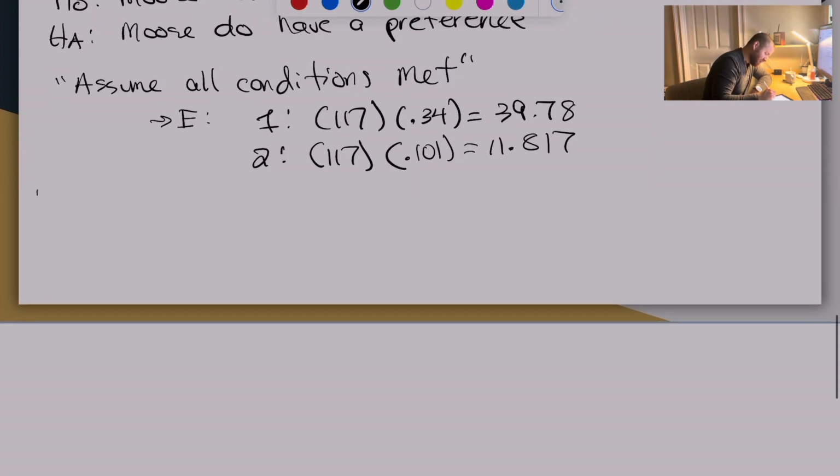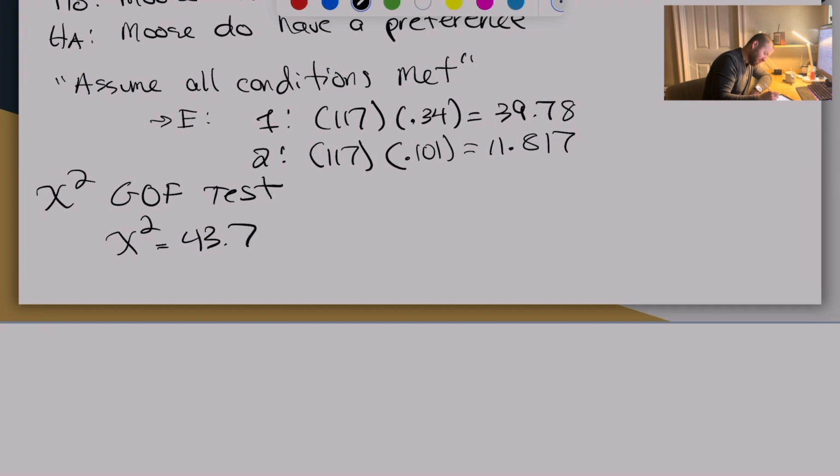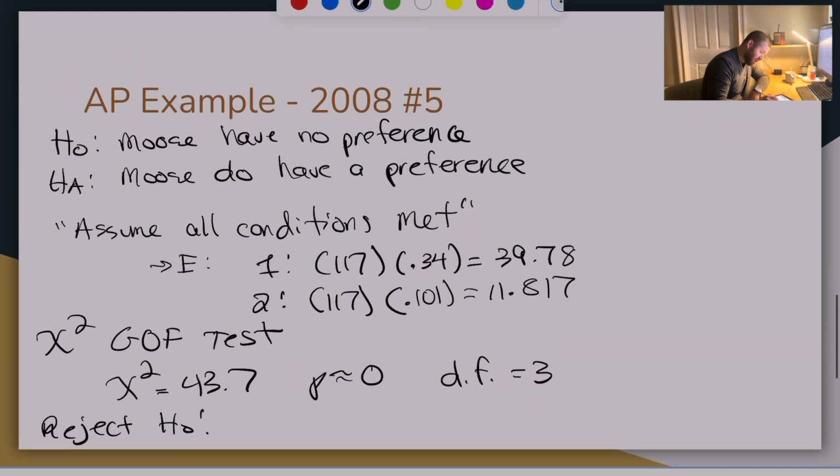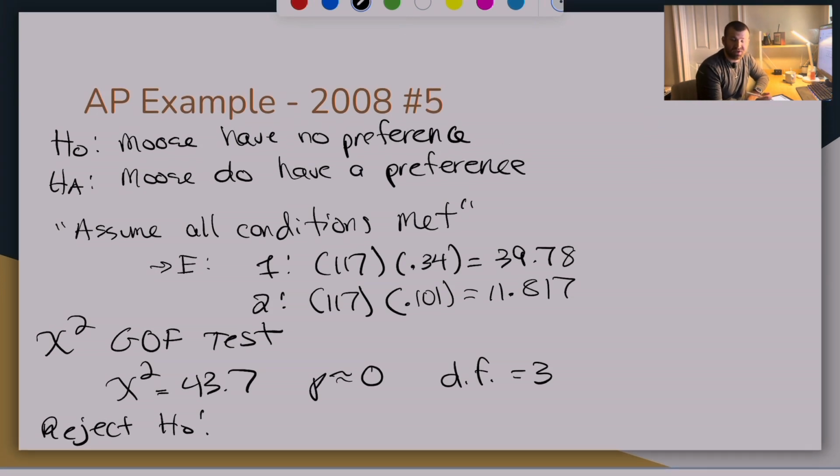Right? So my test now is a chi-square goodness of fit test. And from our calculator, you get a chi-square value of about 43.7, a p-value of about 0, and my degrees of freedom here are 3 because I have 4 habitats. I have 3 degrees of freedom. And so, for my conclusion here, we reject our null hypothesis. It does seem, based on this question, that moose do have a habitat preference.